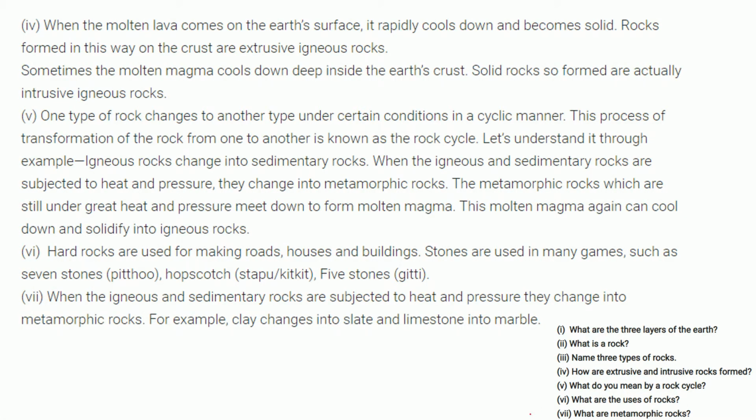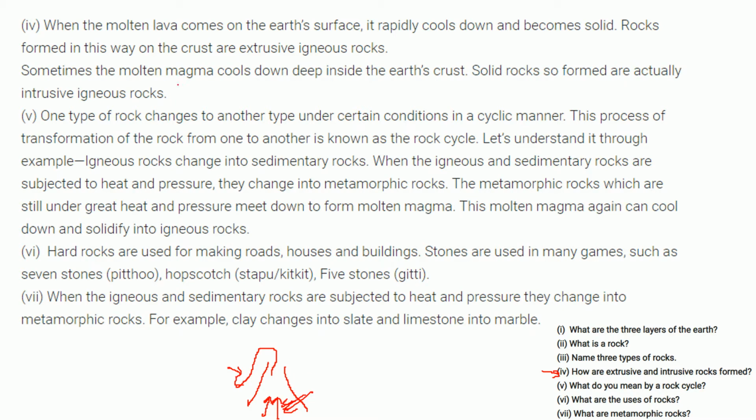The next question is, how are extrusive and intrusive rocks formed? Here is the volcano. The molten lava comes out and cools down. But sometimes the molten lava cools down here only, even before coming out of the mouth of the volcano.